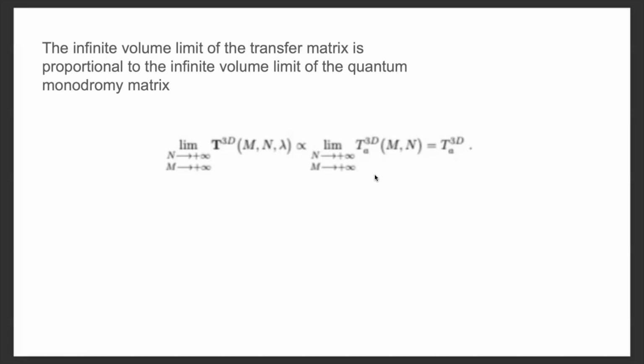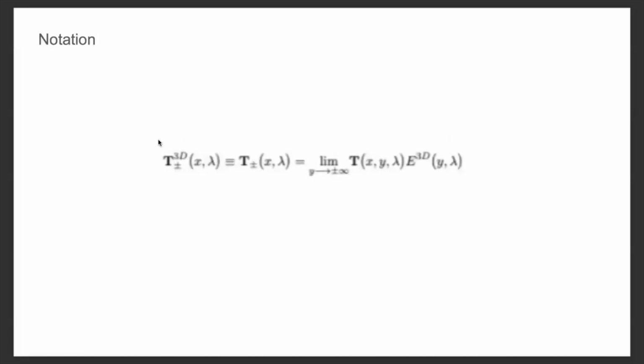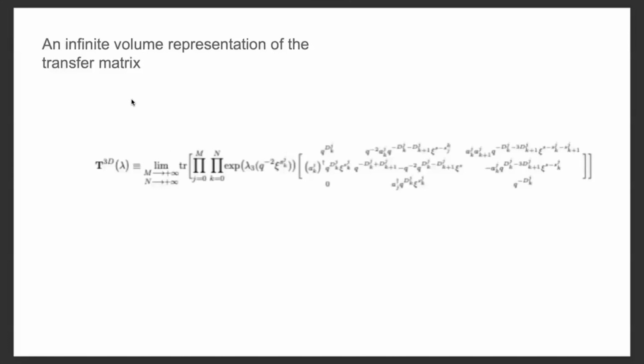And the notation that we adopted, as we mentioned last time, is that the three-dimensional limit of the transfer matrix, either at plus or minus of x of lambda, is given by just the limit as y tends to positive infinity of the finite volume approximation for the three-dimensional transfer matrix multiplied by this E quantity, which I'd mentioned is introduced in the preprint, but it's very much related to the two-dimensional quantity, which is related to a tensor product. And an infinite volume representation of the transfer matrix takes the following form.